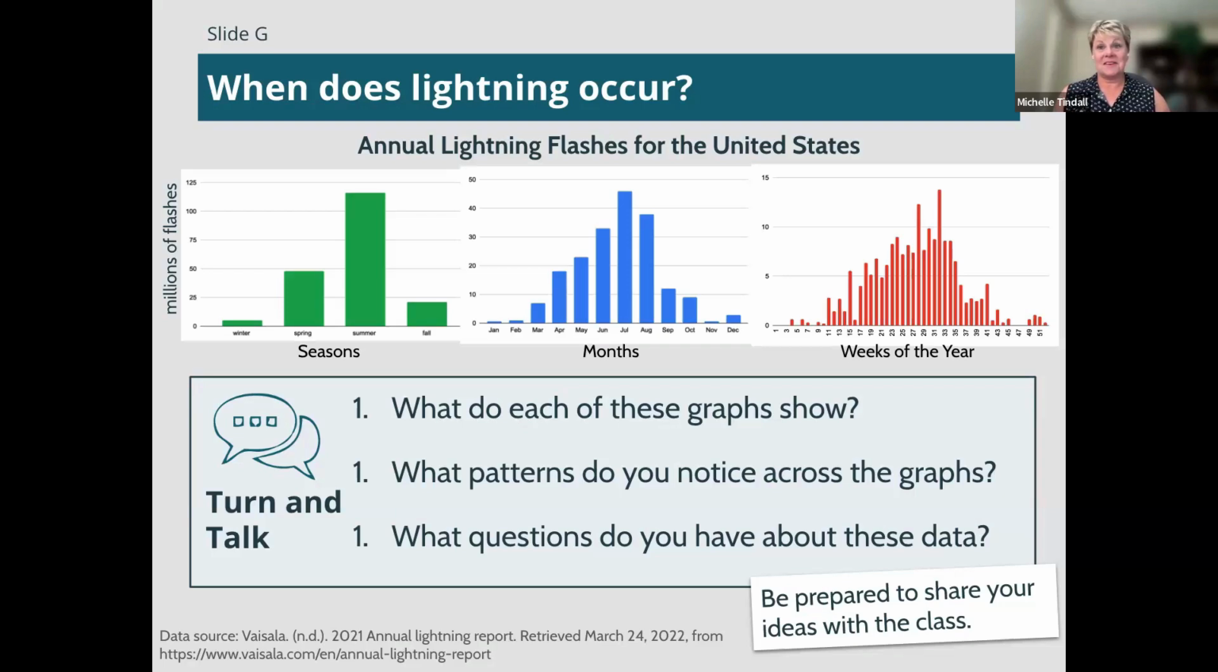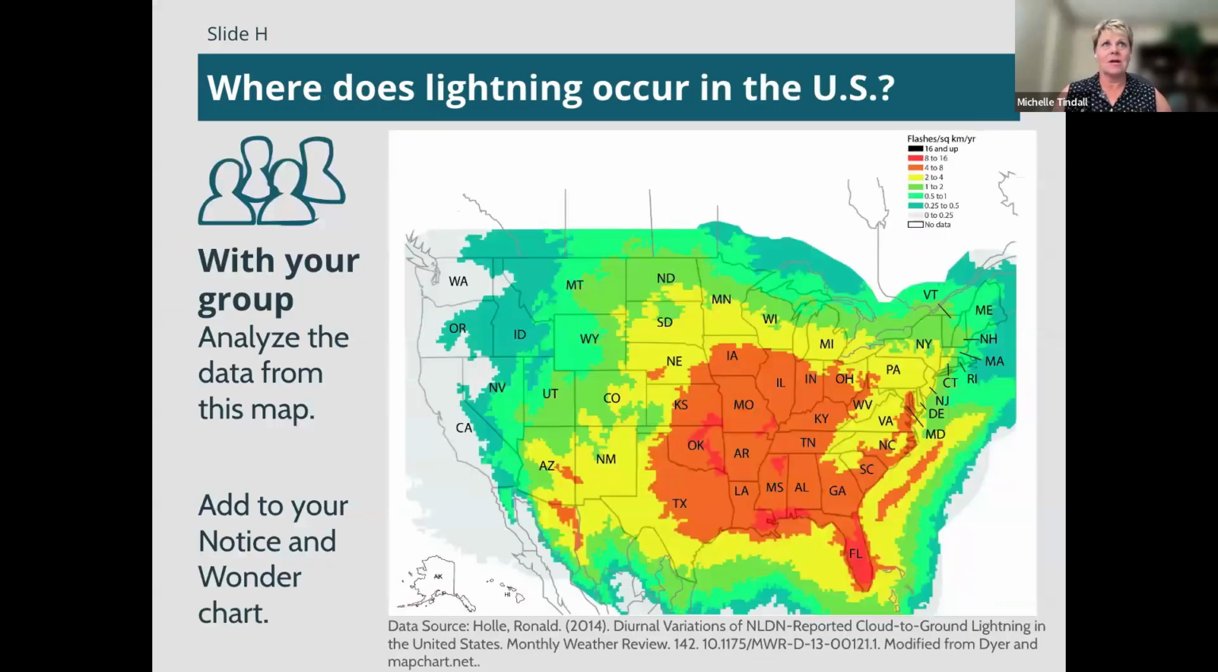Okay, we're going to cruise on to the next one. So I'm going to have you look at some more information. So where does lightning occur in the US? Taking a look at the key at the top, it's flashes per square kilometer per year. And we've got the map of the United States. And I want you to add to your noticing and wonder chart, what do you notice? Okay, so what do you notice here? Take a look at the key, take a look at the map, and add to your notice and wonder chart.